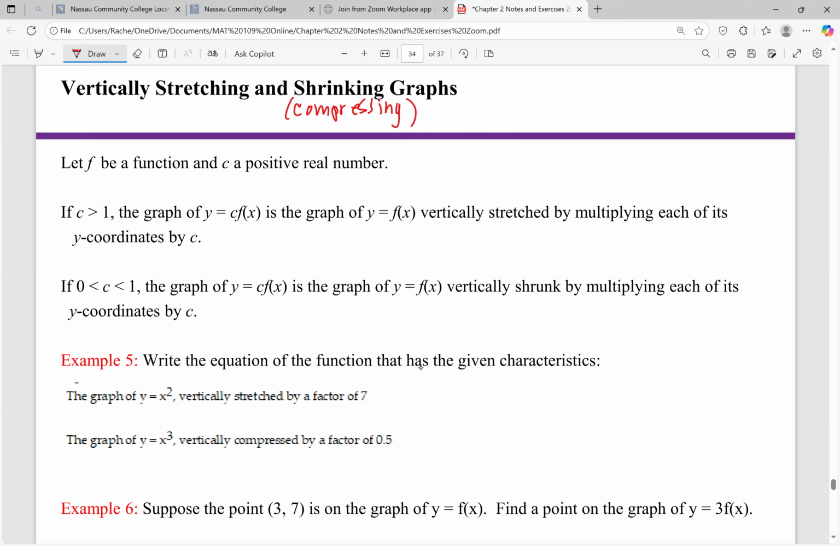So it's like multiplying all the y values by c, right? Because f of x is the same thing as y. So it's like we're taking all the y values and we're multiplying them by c. So they're all going to be multiplied by a factor of c, and the graph is going to look vertically stretched. If c is between 0 and 1, and we multiply it by the function, so c times f of x, it's going to be the graph of f of x, but now vertically compressed or shrunk by a factor of c. And I'll show you what happens visually when we look at this.